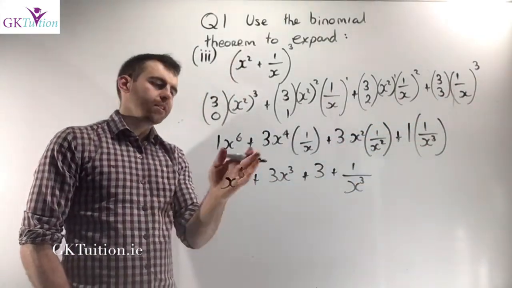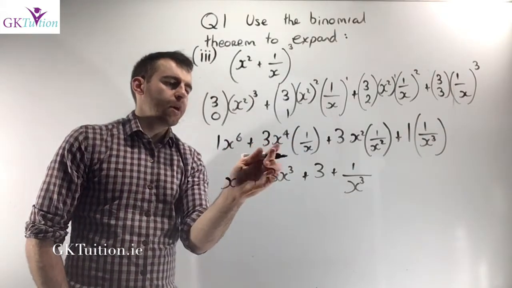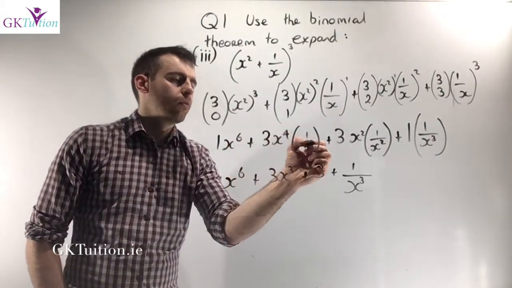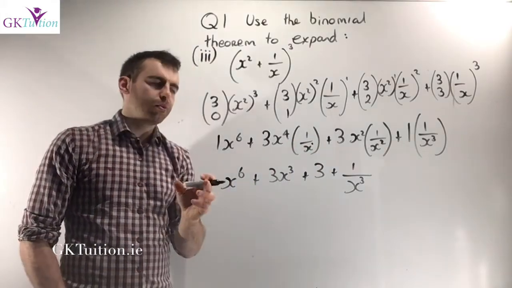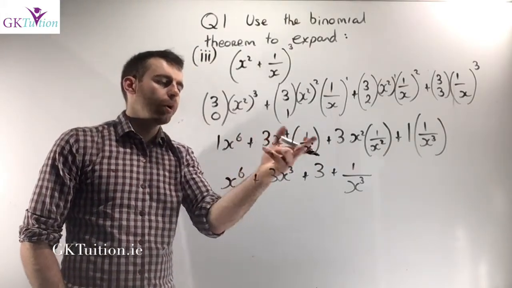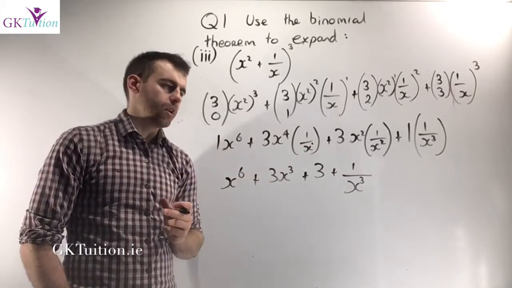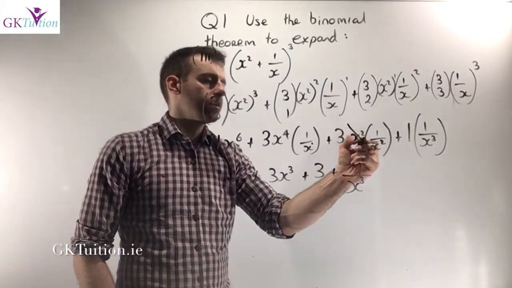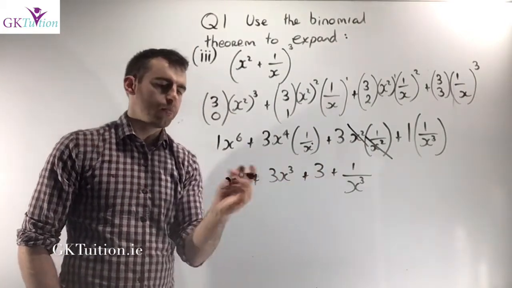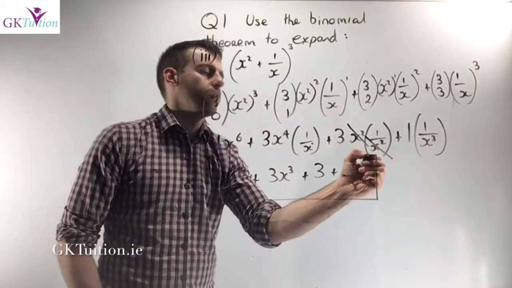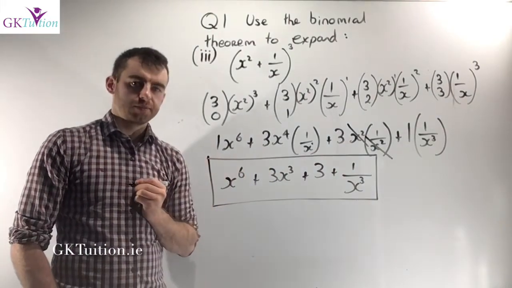Look at what happens in the second and the third term. In the second term, I have an x to the power of 4 on the top and an x to the power of 1 on the bottom. So we use our second rule of powers and we subtract them. 4 minus 1 leaves me with x to the power of 3. And in this term, the x squared on the top and the x squared on the bottom actually cancel each other out, and I'm just left with 3. So your final answer for part 3, you're left with these 4 terms.